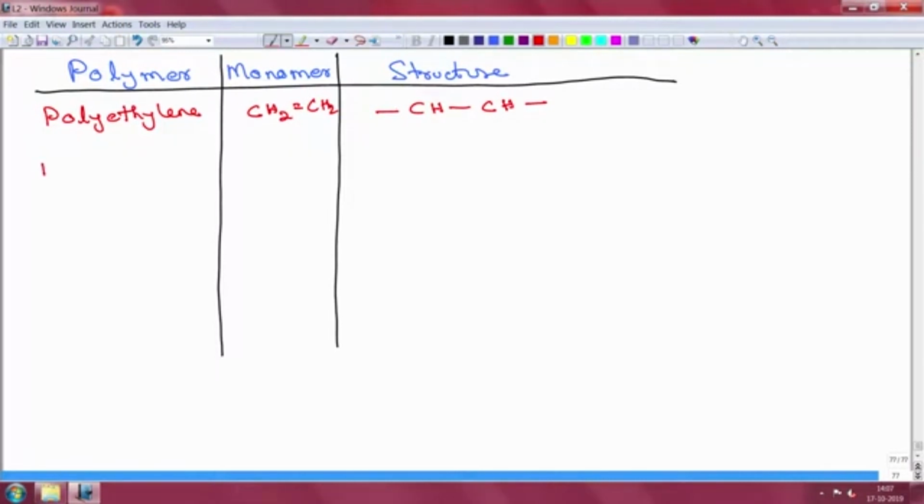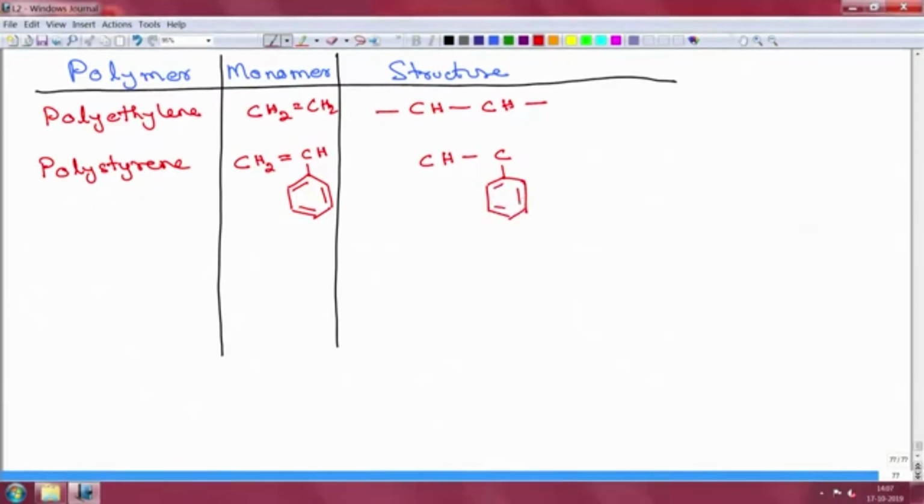So how about another one called polystyrene. Another famous polymer. In this case, your X becomes a benzene ring. So, instead of one H, we have now a benzene ring. So, when this polymerizes, you have, so I am just missing a 2 here. H.